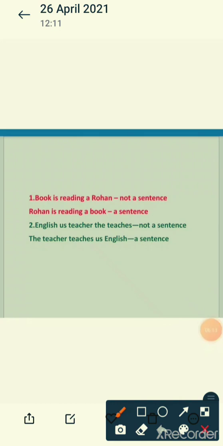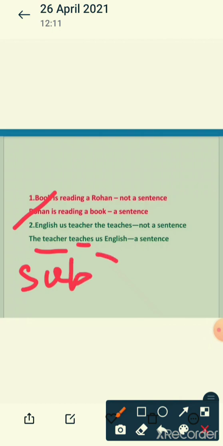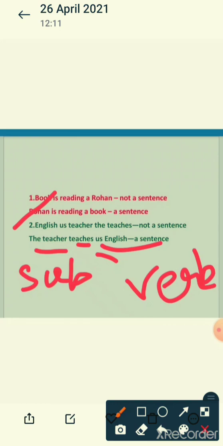Similarly, look at the next sentence. The teacher is the subject. Teaches is the main verb. Then "us English" is the object or the predicate. So, the teacher teaches us English. It is a meaningful sentence. And to write a meaningful sentence, a sentence must be constructed in the way that I have already discussed. The subject, then comes the helping verb, then the main verb, then the object. Okay?